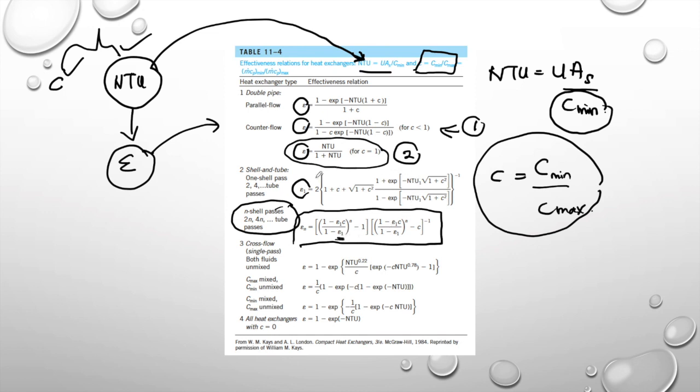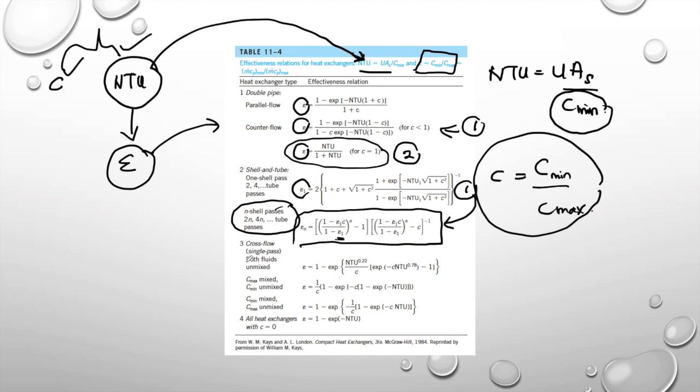Therefore, you have to calculate epsilon 1, then substitute the value of epsilon 1 into this equation. Then you can calculate epsilon n, where n is the number of shell passes, or for example, 2 shell passes, so epsilon 2. That is how you refer to this shell and tube heat exchanger.